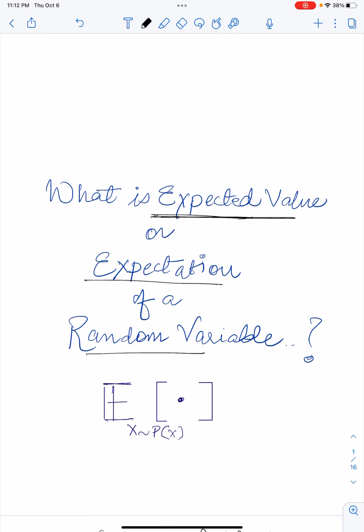So we'll see what actually do we mean by expected value or expectation of a random variable, and what do we actually get from this expression, whenever we write E, that is known as expectation of something, under this x being sampled from p of x. That is what actually are these terms, and we're going to see that.